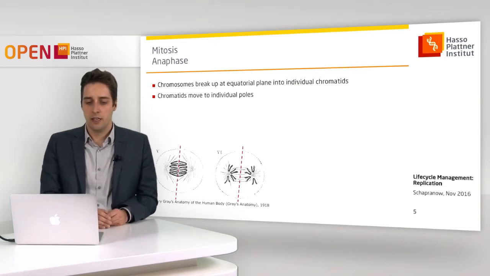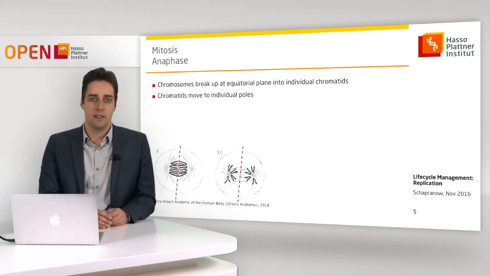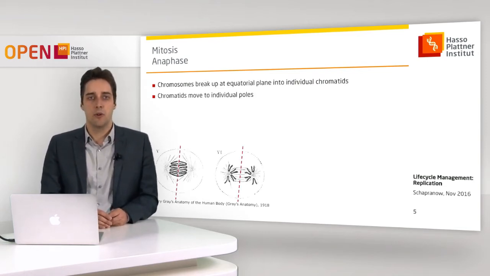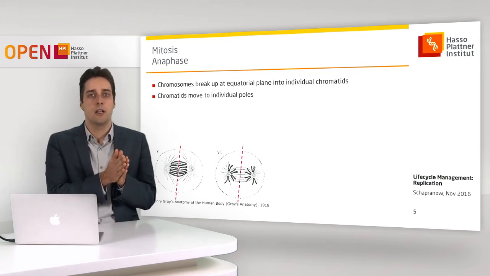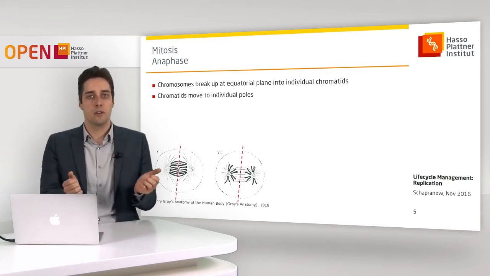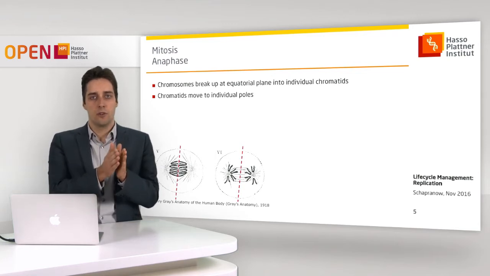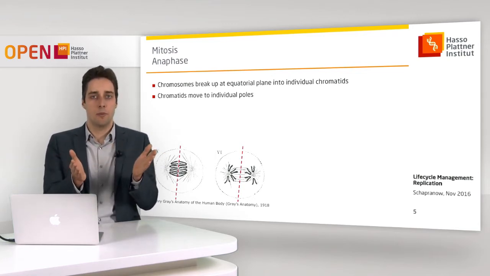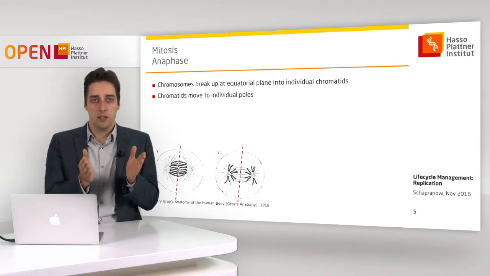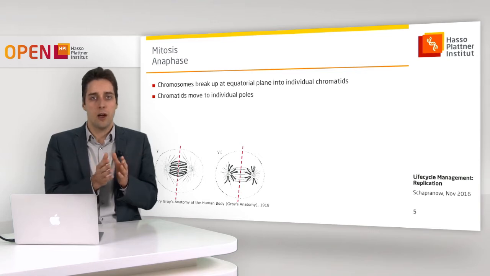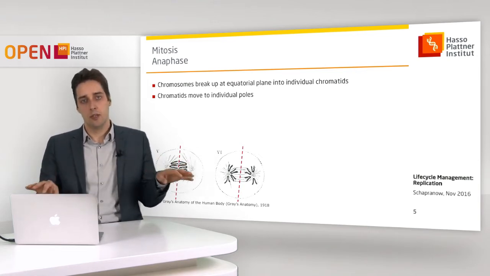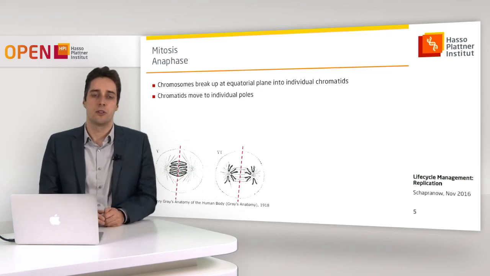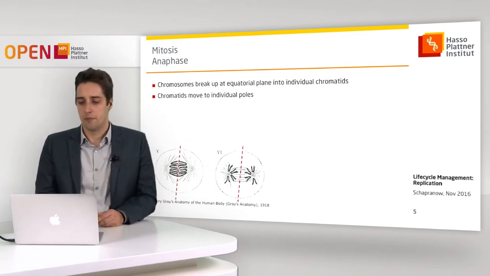The next one is the so-called anaphase. In the anaphase, these chromosomes are broken up in the middle at the equatorial plane and split into individual chromatids. So we have one chromosome which is now split up into two separate parts. And these individual parts of the chromosome are moving to the poles, to the left and to the right. You see they are moved by the spindle apparatus, which is important for splitting them up.